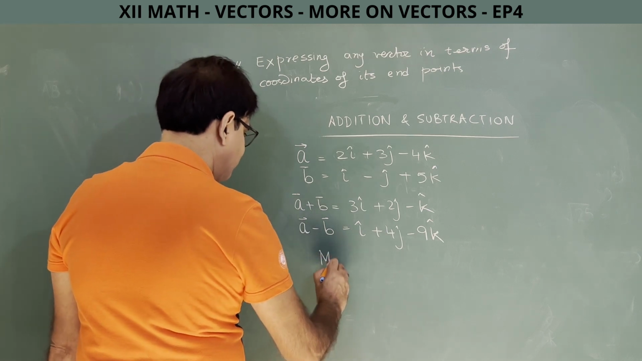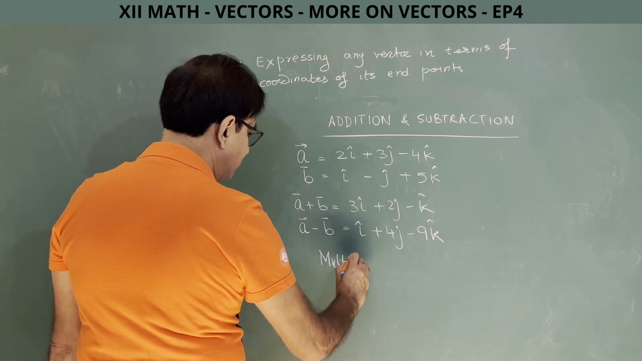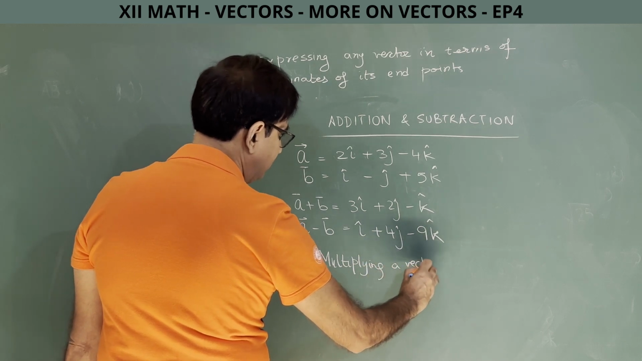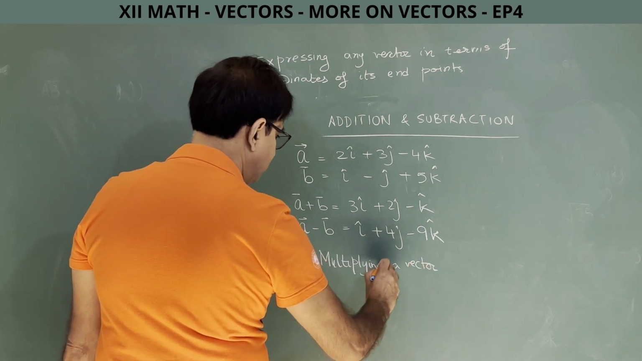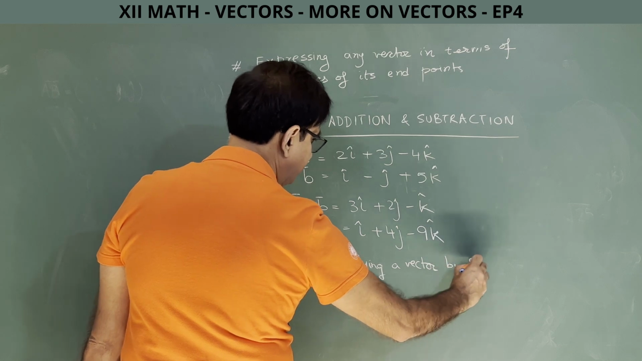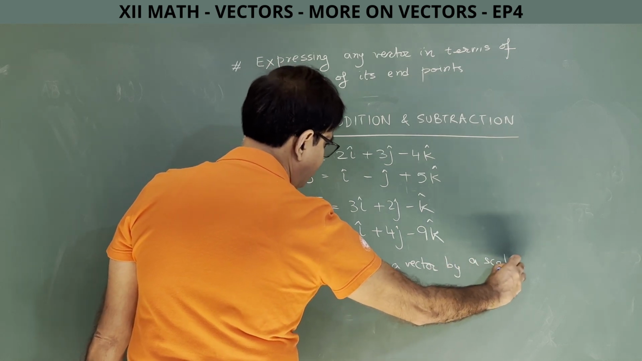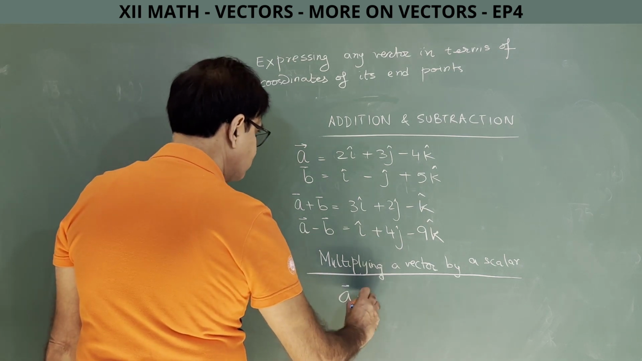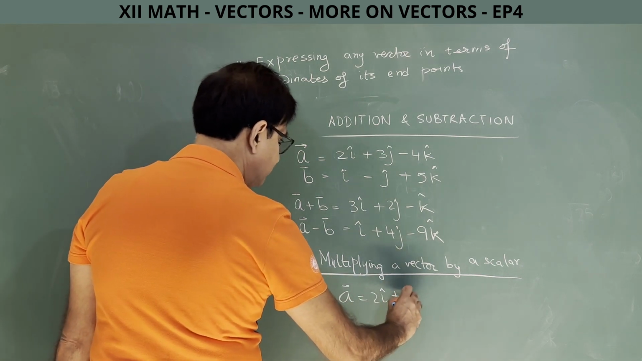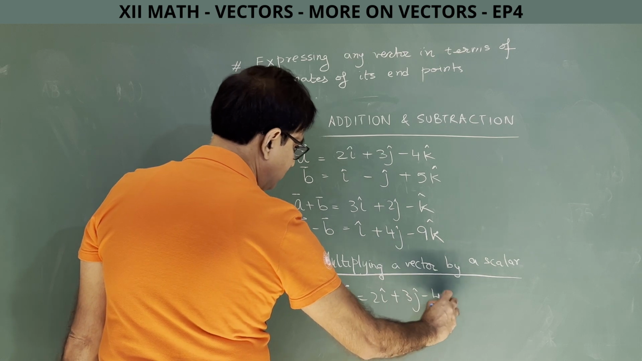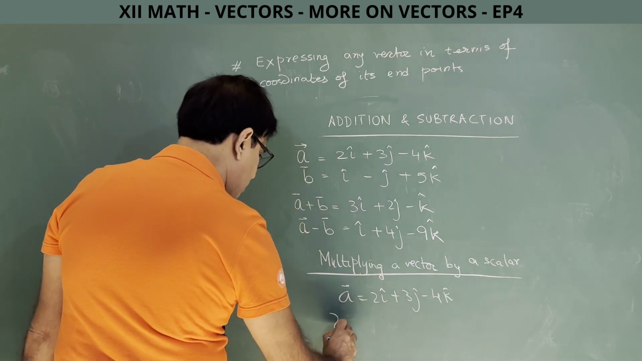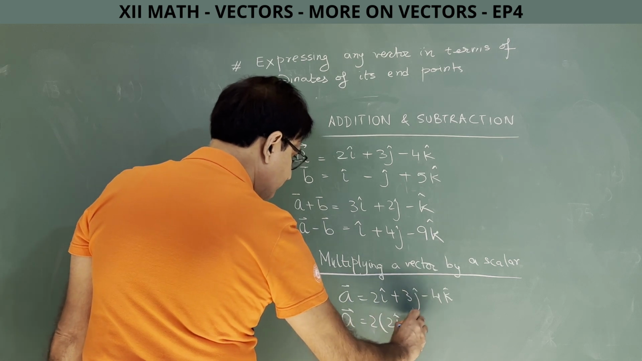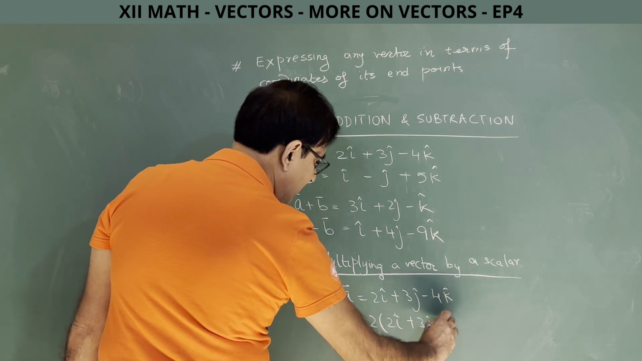Now again, multiplying a vector by a number. Number means a scalar which could be positive or negative. So suppose I have the same vector 2i plus 3j minus 4k. For some reason you want to multiply vector A by 2. So you simply multiply both sides by 2.